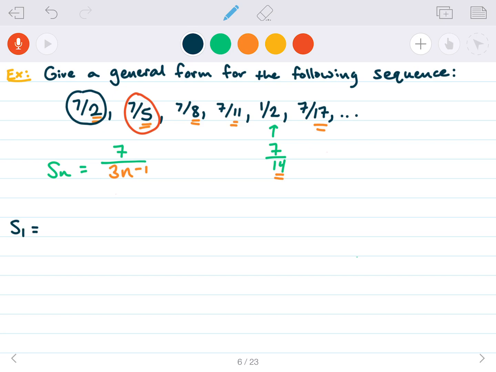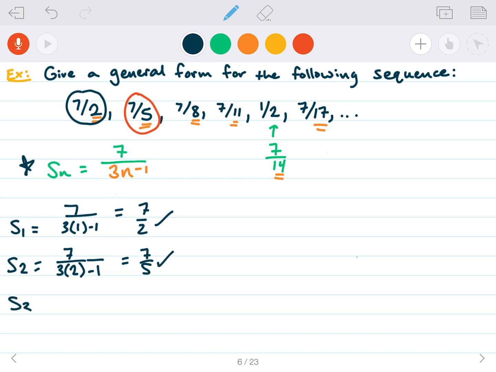And we can verify that all of these items in our list are going to show up in that fashion. So the first number in our list should be 7 over 2, right? If we plug in 1 into our formula that we just found, we get 7 over 3 times 1 minus 1, which indeed gives us 7 over 2. That checks out. S sub 2 is going to be 7 over 3 times second position, so n is 2, minus 1. That gives us 7 over 5. That checks out. Third position, we have 7 over 3 times 3 for the third position. That's n. And that's going to give us 7 over 8.